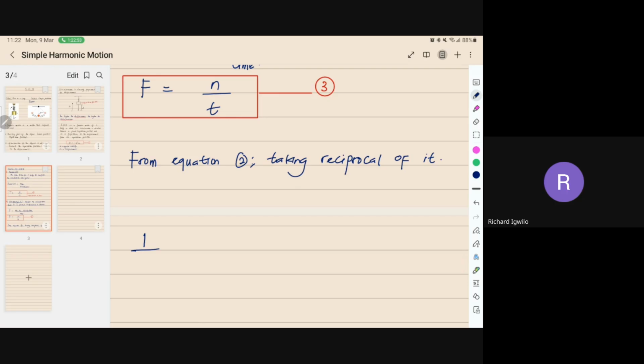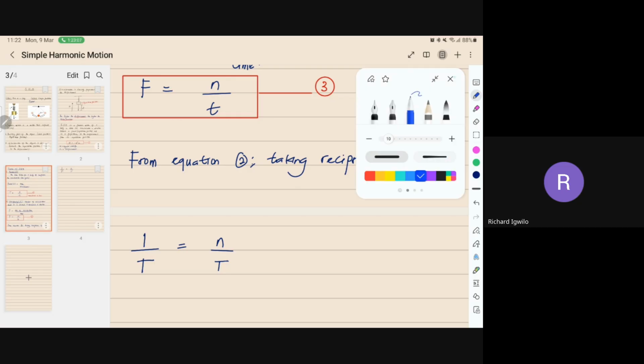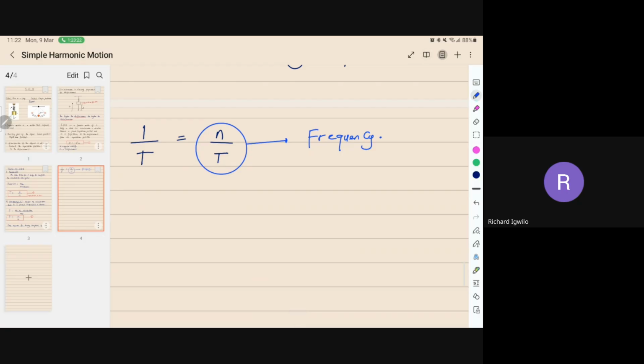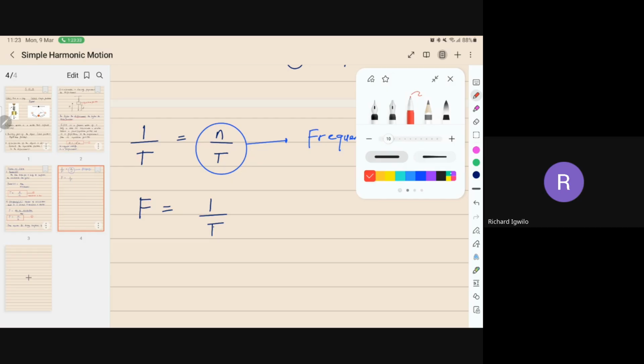So if I invert it, I have 1 over t, I should have n over t, right? And you can see something interesting in this part of the equation. This side of the equation is going to give us what? Our frequency. So that implies that your frequency, just like you must have seen from your wave, is 1 all over t. And I'm going to call this my equation number 4.